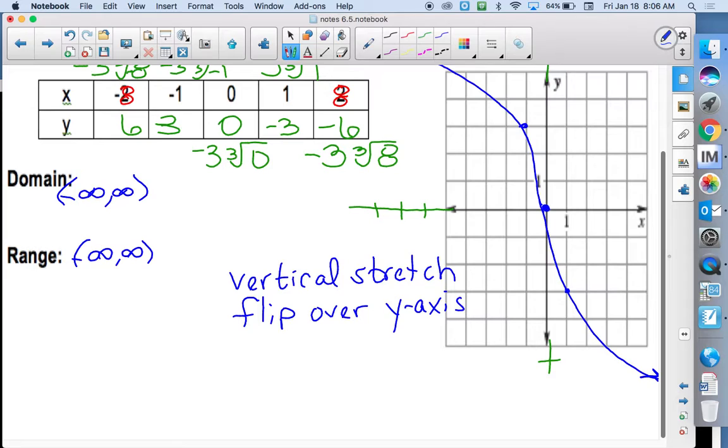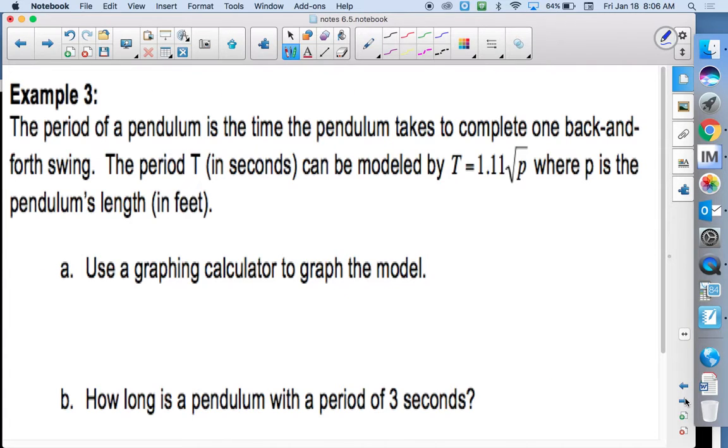All right, so now we're going to see how these graphs can move. So we've seen how they stretch. That number in front kind of multiplies it. That gives us a stretch. We want to see how they can shift and move.